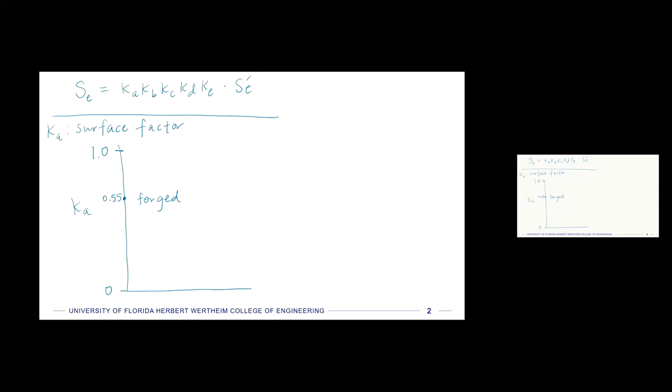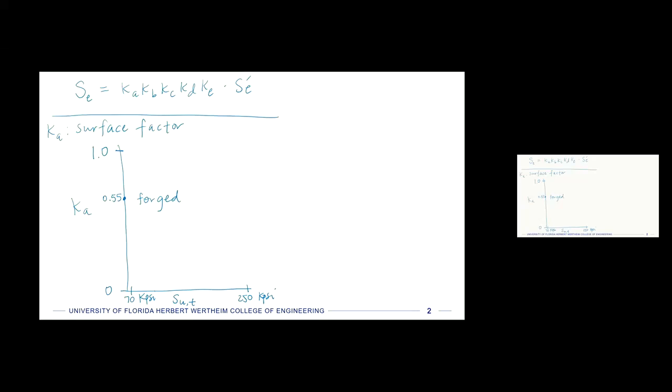And then there's an x-axis to this plot. The x-axis is the strength of the material that we're working with, so ultimate strength in tension, SUT, we've been working with that one. And this axis goes from something like 70 kpsi up to about 250 kpsi. So the stronger the material, the more it's affected by the surface.